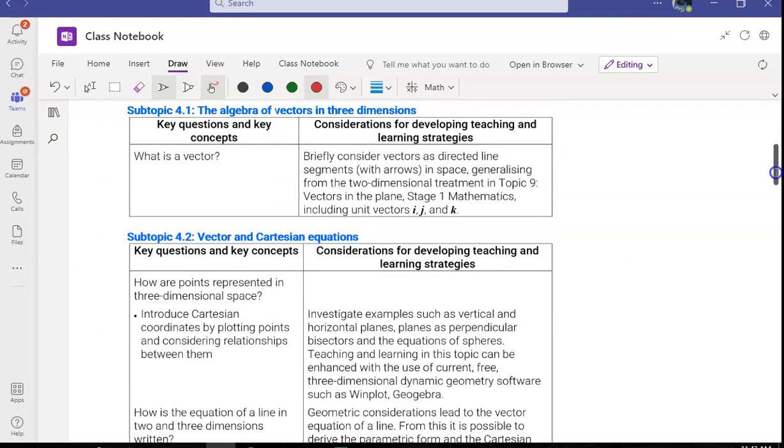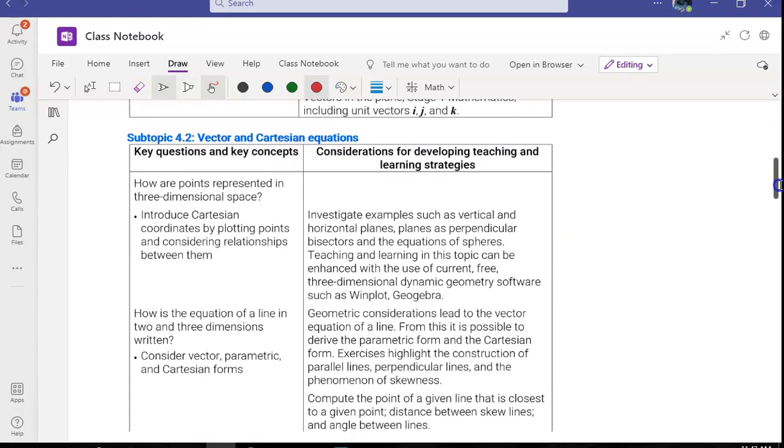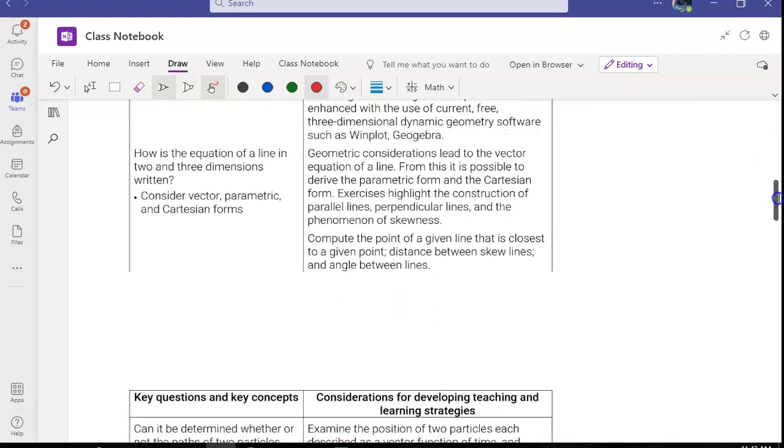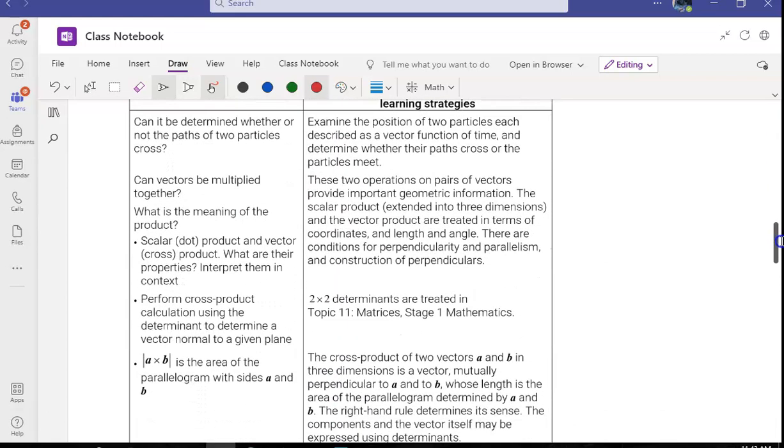What you should be looking at too, got your outline happening. Okay. Subtopic 4.1. What is a vector? How can I test that? Right. Can you write a vector? Can you pop it in Cartesian form, parametric form, vector form? Right. This is your outline. This is what I'm looking at as well.